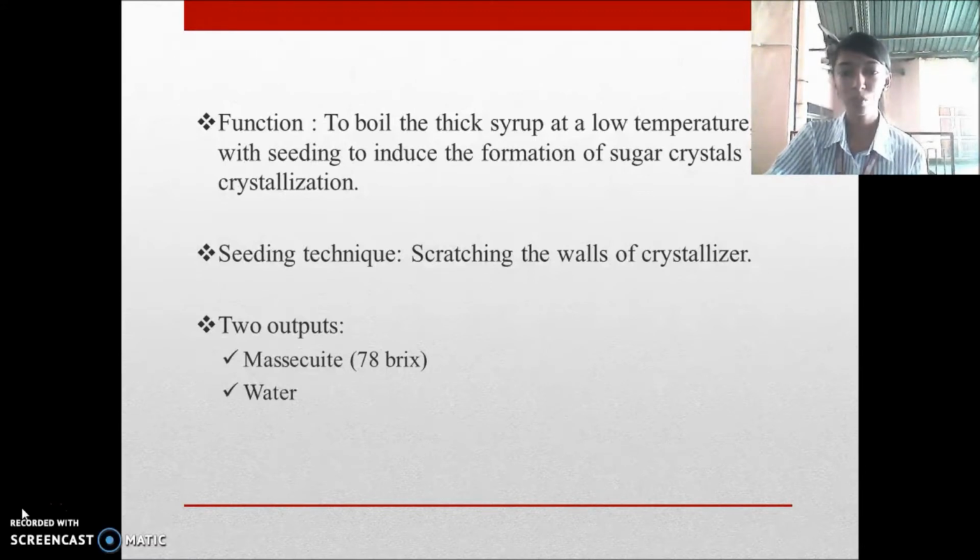The crystallizer has 1 input stream and 2 output streams. The output streams consist of the massecuite and the water. The massecuite is actually a combination of the molasses and the raw sugar. This massecuite will then pass through the next unit operation until it forms the final sugar.